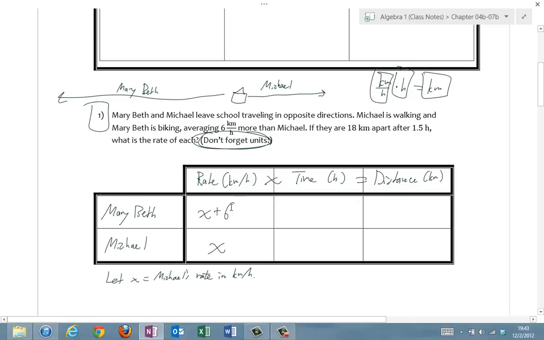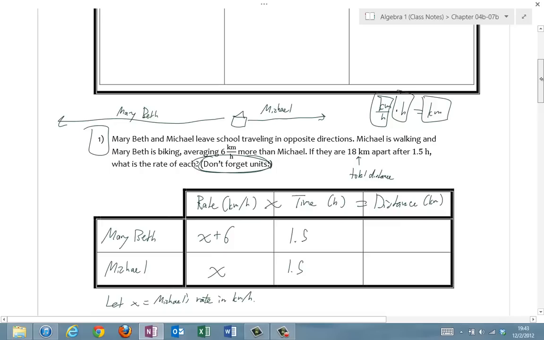If they are 18 kilometers apart after 1.5 hours, what is the rate of each? Well, Mary Beth biked for 1.5 hours, and so did Michael. It's okay to use decimals here. It says they're 18 kilometers apart. This is kind of a crucial thing here because that represents a total distance.